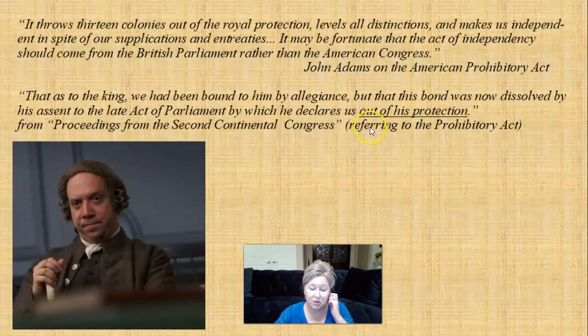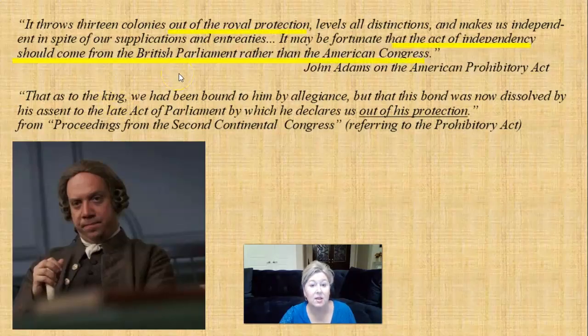Finally, the Continental Congress wrote this: "As to the king, we had been bound to him by allegiance, but this bond was now dissolved, because he assented to the late act of Parliament by which he declares us out of his protection." He has declared independence from us.